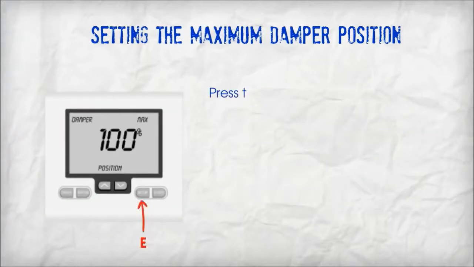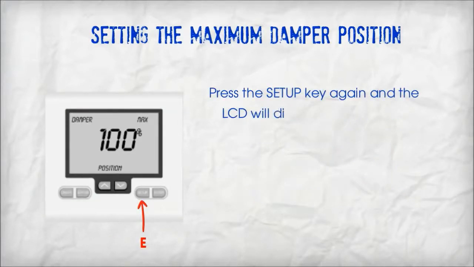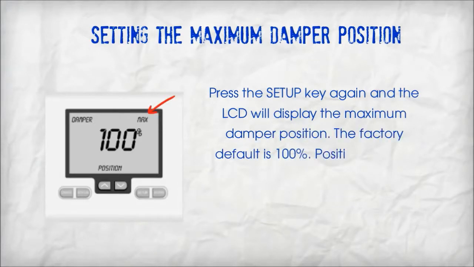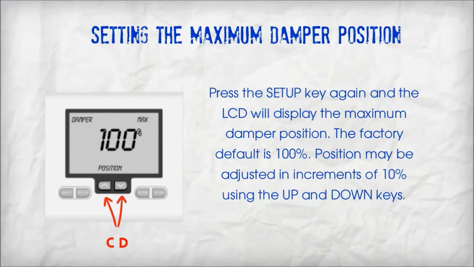Setting maximum position. Press the setup key again and the LCD will display the maximum damper position. The factory default is 100%. Position may be adjusted in increments of 10% using the up and down keys.